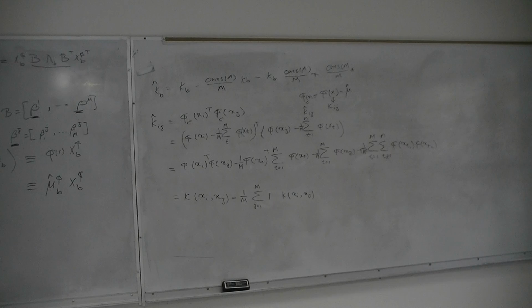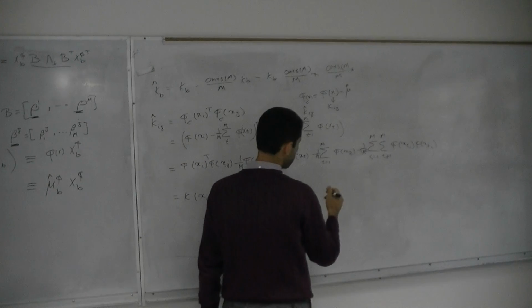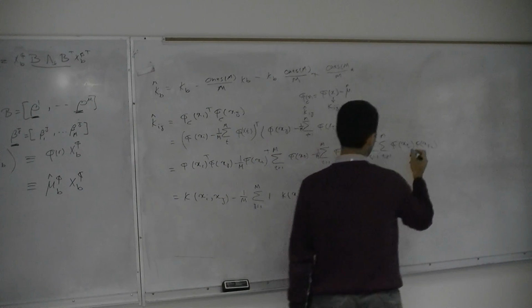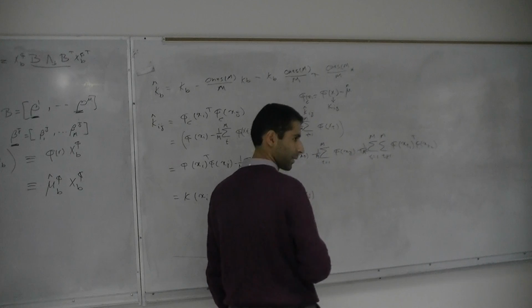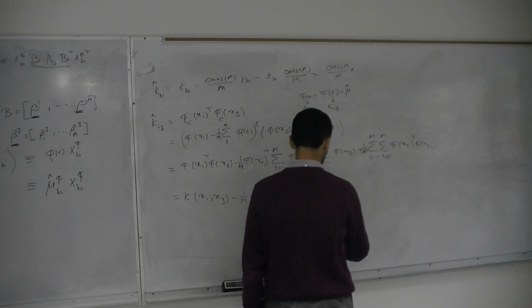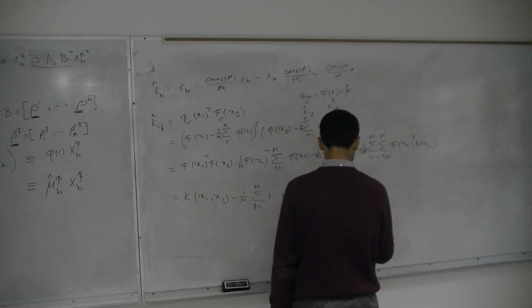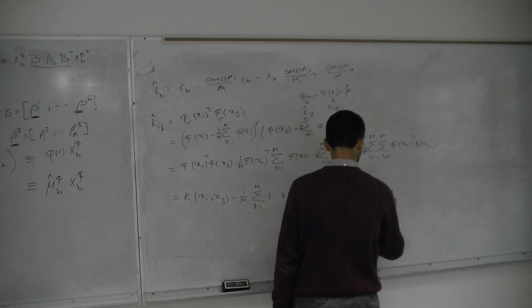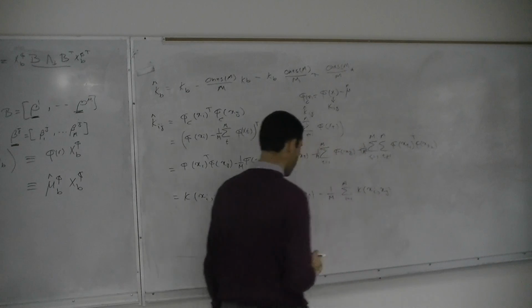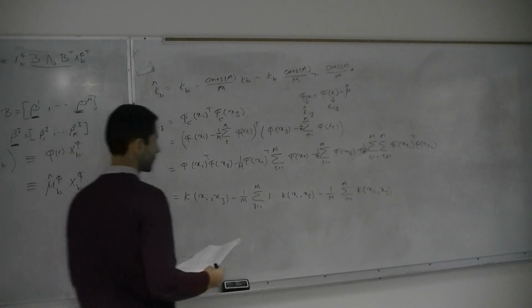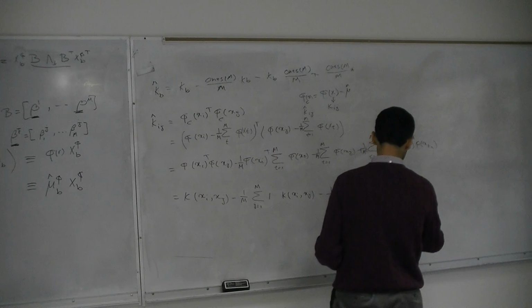One row of this matrix. Okay, and for this one, it should be transpose. And this one is 1 over n, sum over i equal to 1 to n of k(x_i, x_j), and this one is the one column, the summation of one column in this matrix.